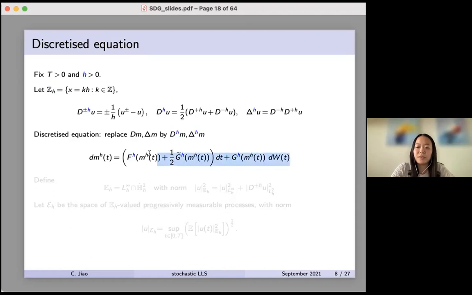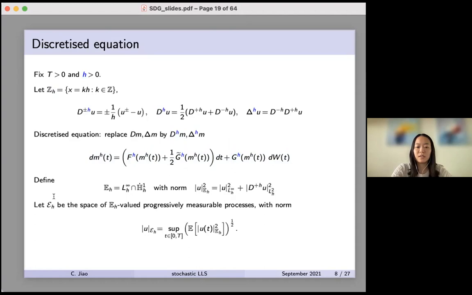Then for this equation, we would expect that the solution, if it exists, stays on the sphere and has a square integrable gradient. So it makes sense to consider the curly E space, which is the space of capital E valued progressively measurable processes. This capital E_h is a discrete Banach space. It's the intersection of the discrete L infinity space and the discrete H1 space. The discrete H dot 1 is defined with the discrete L2 norm of the forward gradient.